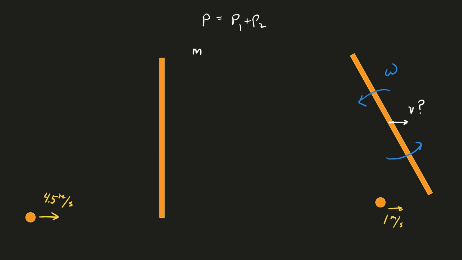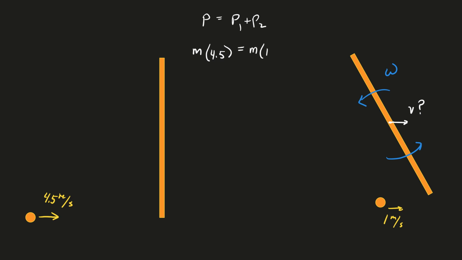So, yeah, m times 4.5? Yeah. Great. What has momentum after the collision? The ball and the rod. But we're only talking about the linear portion of the momentum right now. So what's the momentum of the ball after the collision? M times 1. Yeah. It's traveling in the same direction.